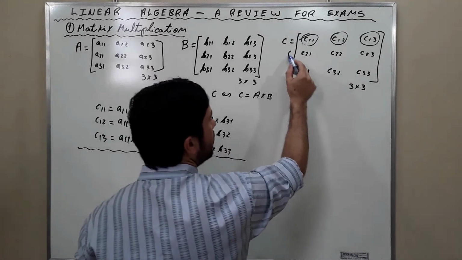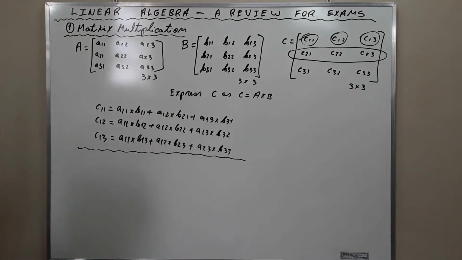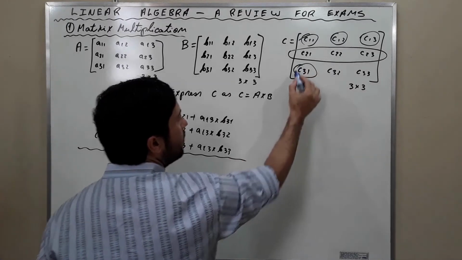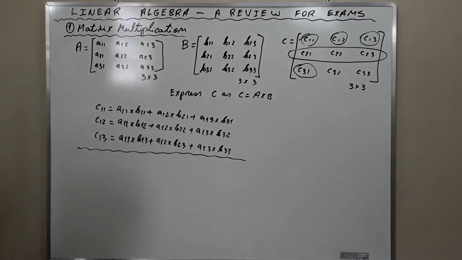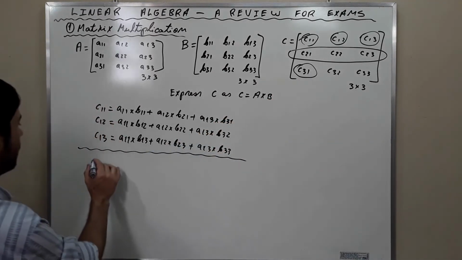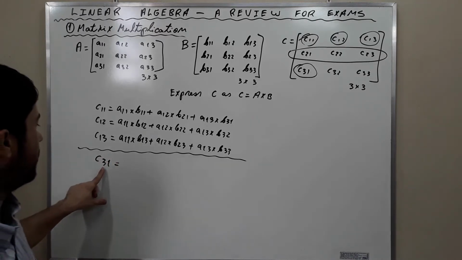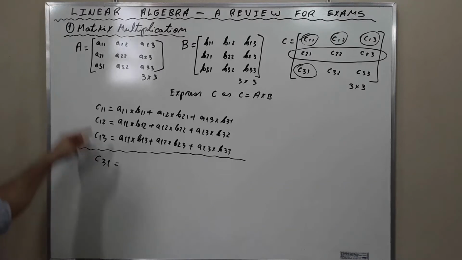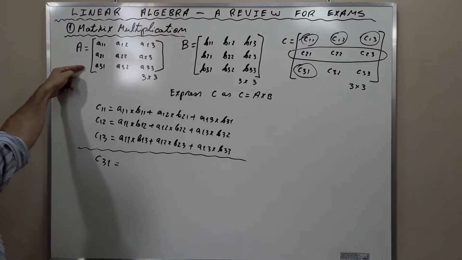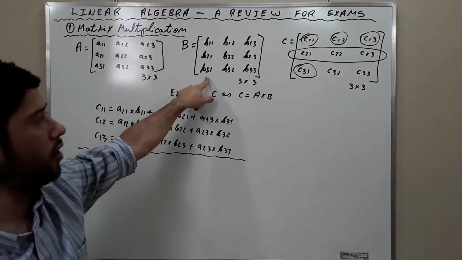I'm going to leave this for you to try yourself, and we are going to work on these guys here, okay? Let's do C31. C31 is going to come from the multiplication of the third row of the first matrix by the first column of the second matrix.